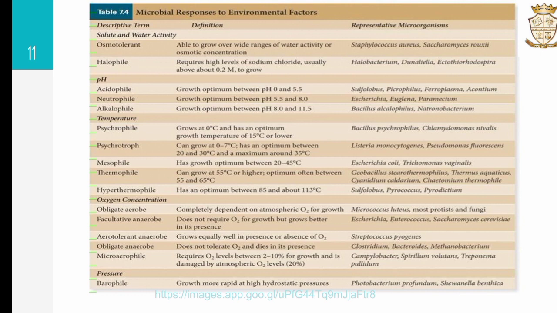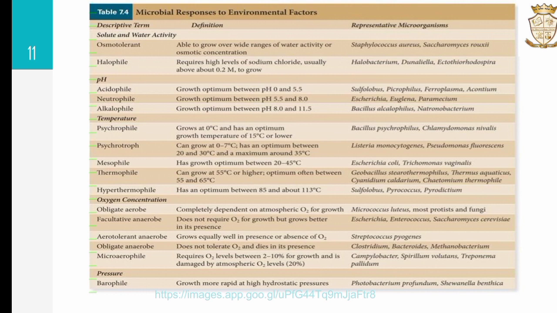The last one is hyperthermophiles. Hyperthermophiles are thermophiles that can grow at 90 degrees or above. Their maximum is about 100 degrees Celsius. Some prokaryotes have a growth optimum between 88 degrees Celsius and about 113 degrees Celsius. They do not grow below 55 degrees Celsius. Examples are Sulfolobus, Pyrococcus, etc.